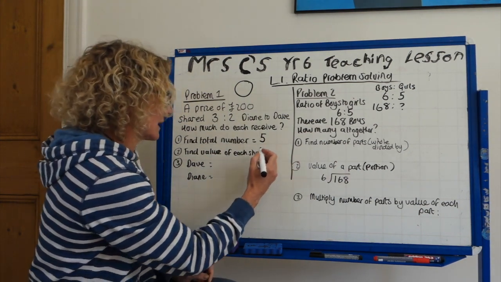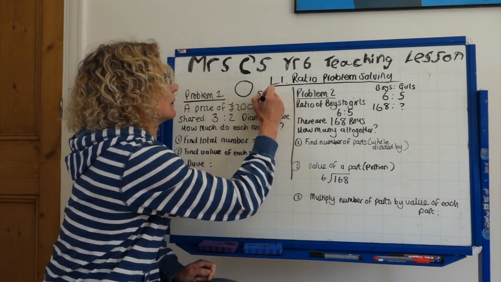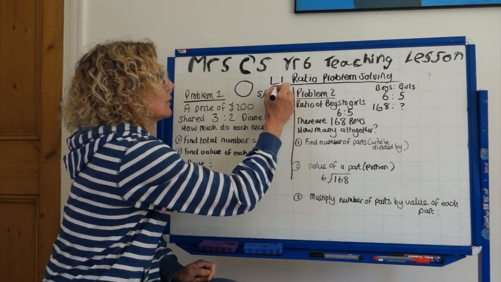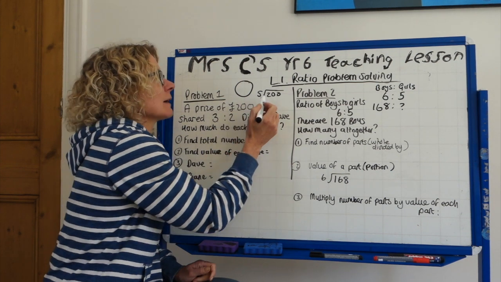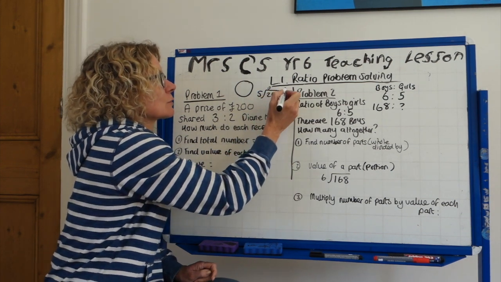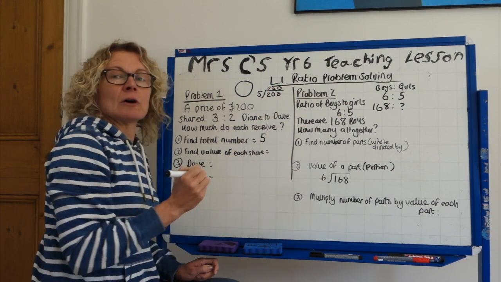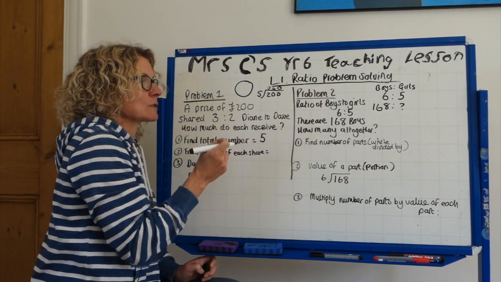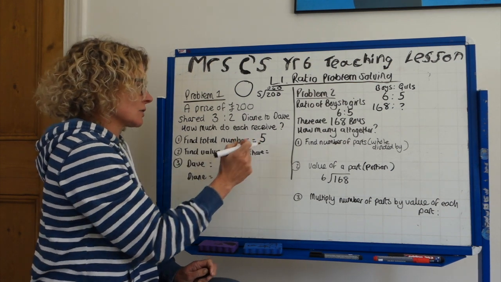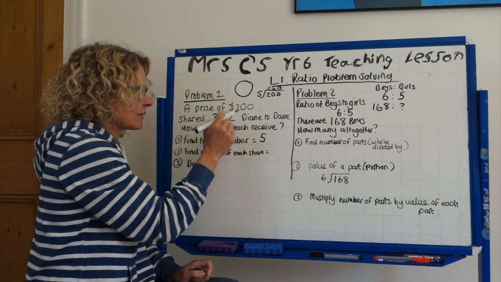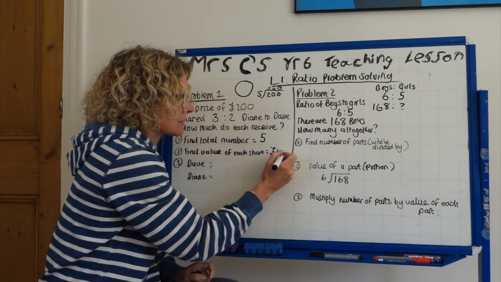5's into 200, let's see. You might have done it in your head already, some of you. 5's into 2 go 0, 5's into 20 go 4 times, and the placeholder of 40. So there's 40. Each share, each one of these, is worth £40.